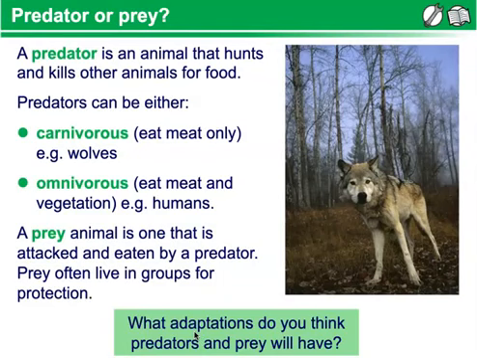So talking a little bit about predator and prey. A predator is an animal that hunts and kills other animals for food. They can either be carnivores or omnivores. As a reminder, carnivores are organisms that only eat meat. So for example, the wolf. Omnivores are organisms that eat meat and vegetation. We are an example of an omnivore. A prey animal is one that is attacked and eaten by a predator. Prey often live in groups for protection. So what adaptations do you think predators and prey will have?